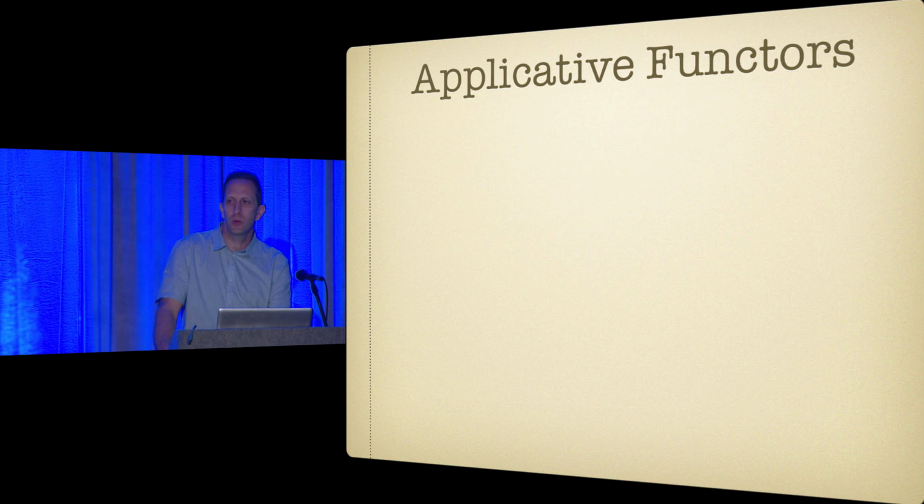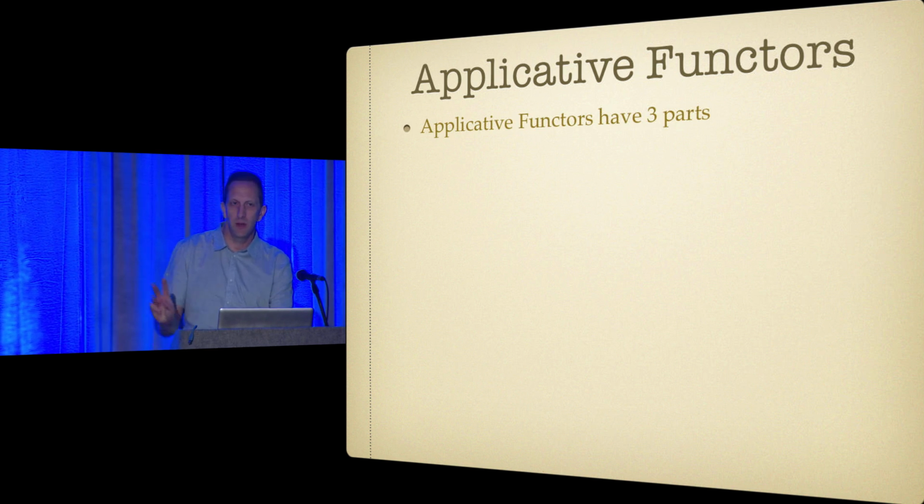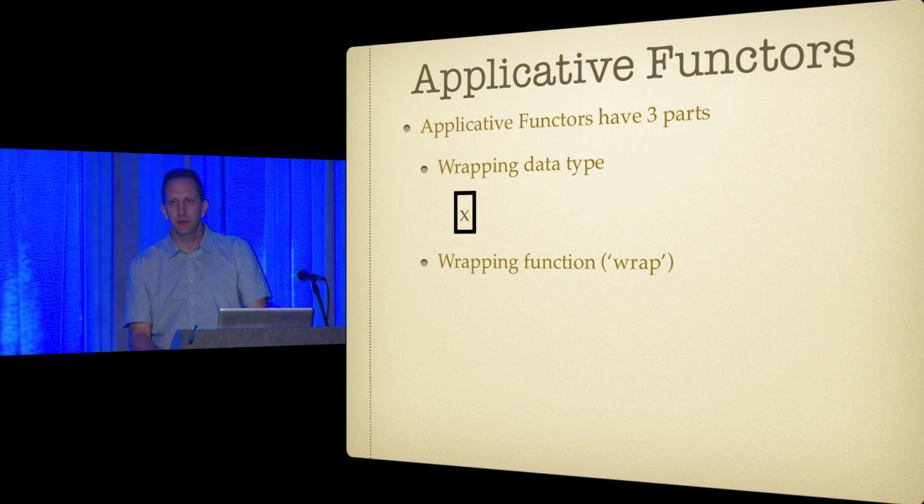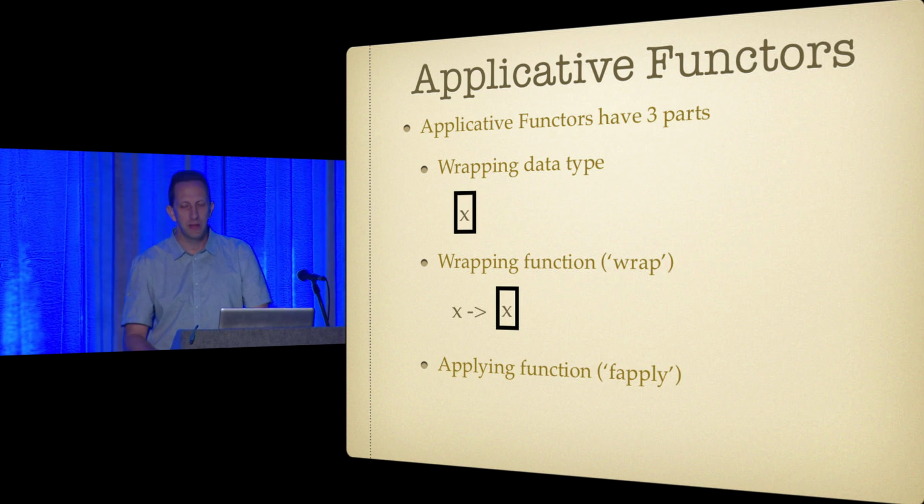So then reviewing what an applicative functor is. It also has 3 parts. A wrapping data type, just like the monad. A wrapping function, which is essentially the same function as result or return, just often called something different. In this case, wrap is what I'm calling it. And then it also has an applying function.